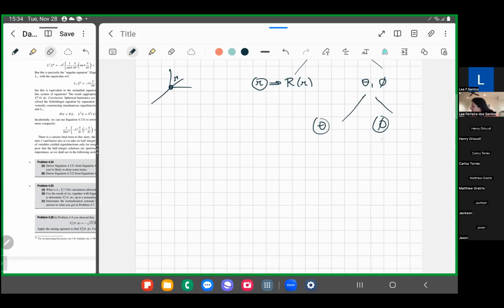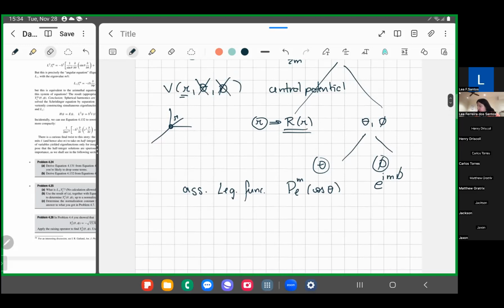The one that depended only on phi was easy to solve. It was again an exponential, i, m, and phi. The one that depended on theta, well, we didn't really solve. We just said that the solution was this P_l^m of cosine of theta, which is what we call the associated Legendre functions. Okay? We just gave this to you. Okay.